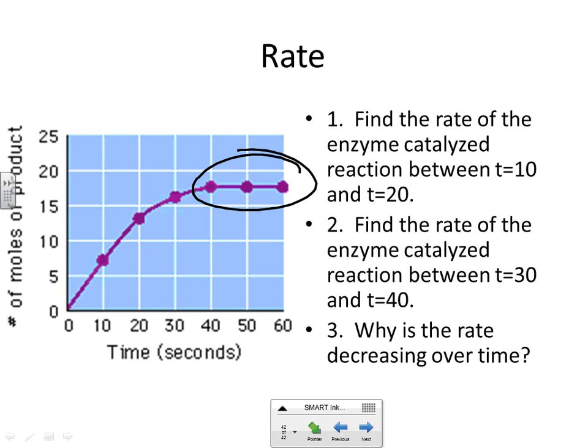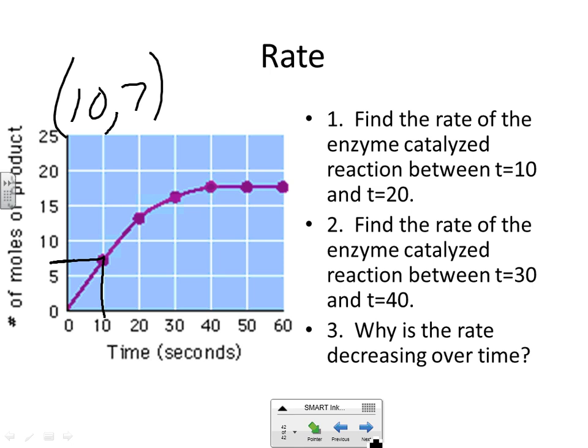So now let's calculate a little rate. Find the rate between 10 seconds and 20 seconds. So first of all, we have to determine points. At 10, our y is maybe 7. So 10 and 7, that's 1 point. And at 20, our y is maybe 13 or 14. Let's say 14.